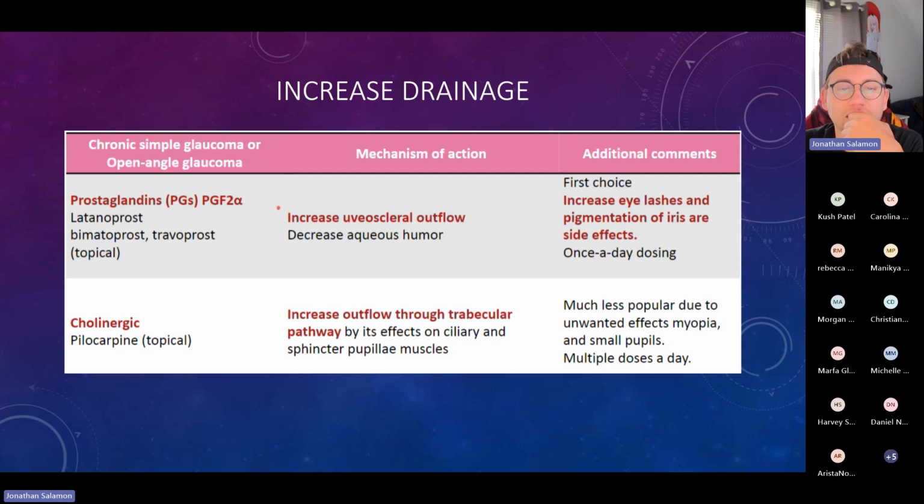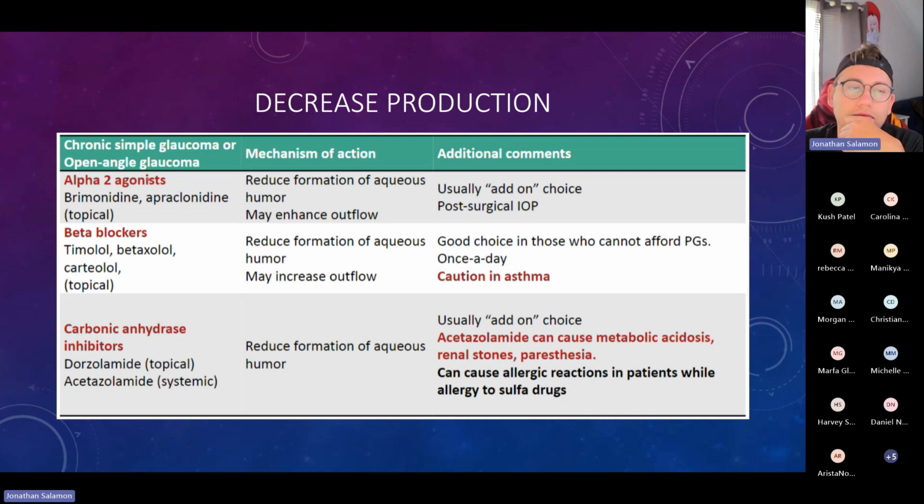But yeah, so back to prostaglandins. Like I said, you see he has them highlighted here even. And then increased eyelashes, that's the weird one. They like to test on side effects, right? But this is the first choice for just regular old glaucoma. Again, he has these listed as chronic simple. The only difference is in acute you have to do surgery, but you hit him with the kitchen sink.